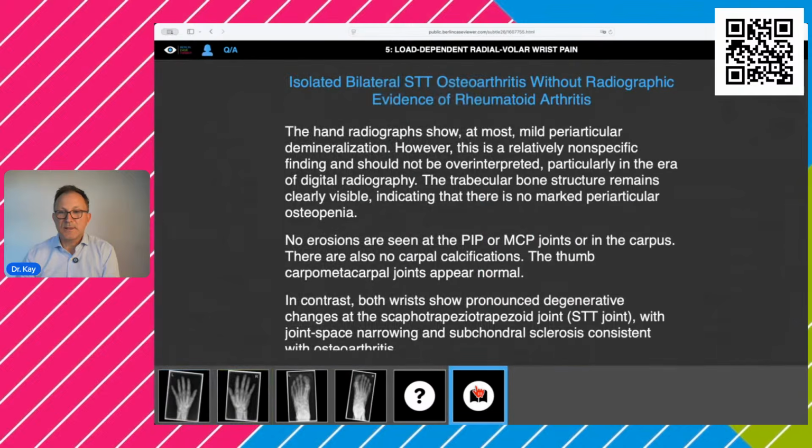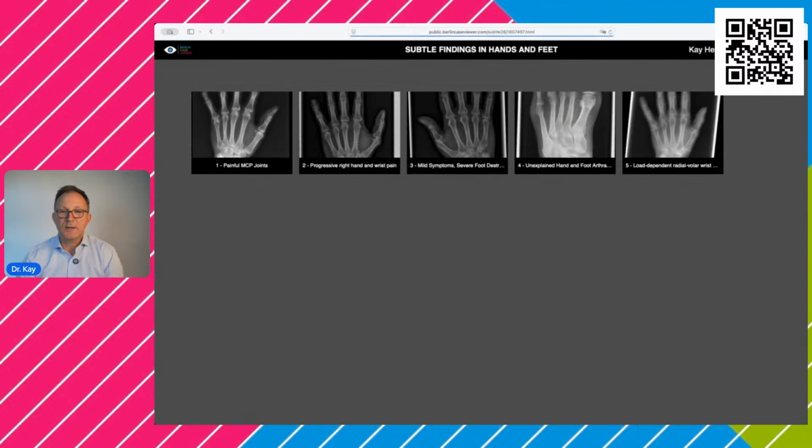So this was the spectrum of cases that I did prepare. Actually, I had 3 more. But I skipped those as I was not ready describing these cases. And I hope you liked this session.